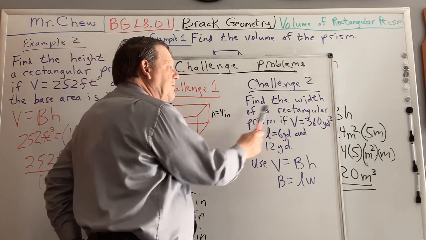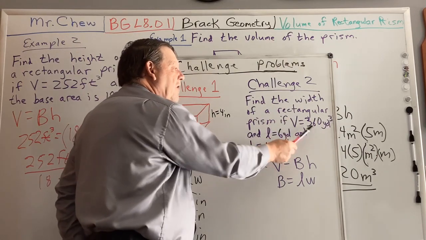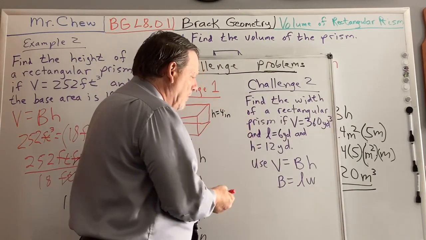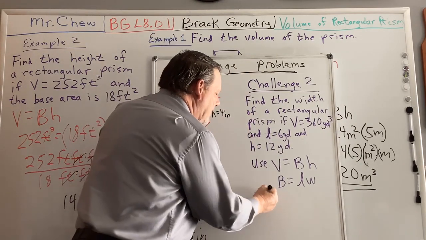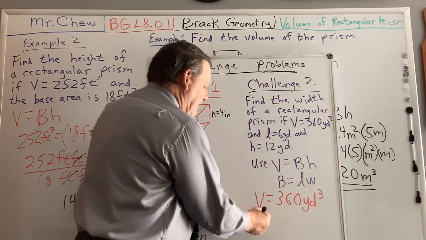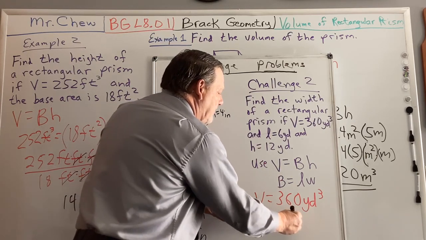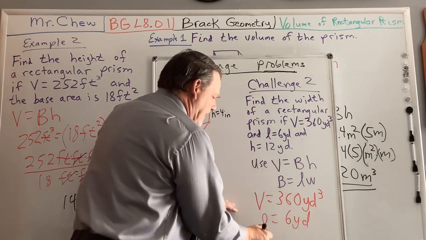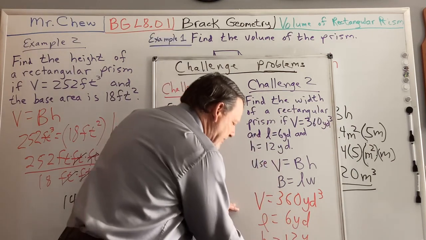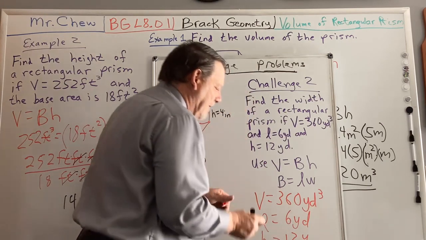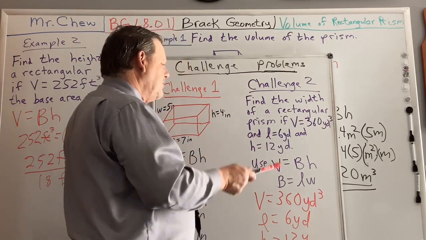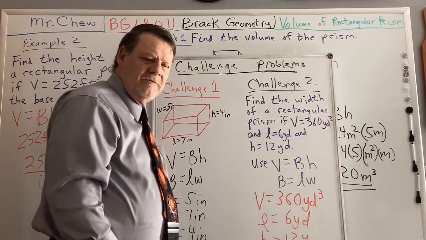Challenge 2. Find the width of a rectangular prism if the volume is 360 yards cubed. So right here we've got the volume is 360 cubic yards. The length is 6 yards. And the height is 12 yards. Find the width. So that one is maybe a little more difficult than the one that I showed you earlier, but you can still do it just by using these 2 formulas.